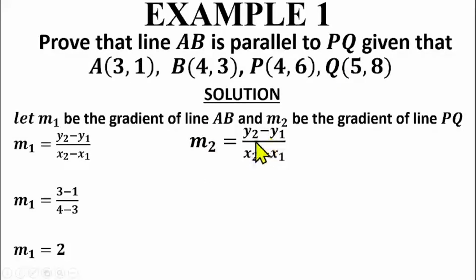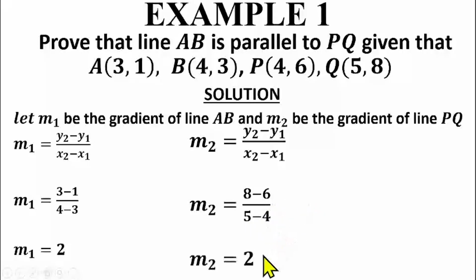We have the same formula, y2 minus y1 over x2 minus x1. In this case, our y2 is 8, our y1 is 6, our x2 is 5, our x1 is 4. If you substitute that into this equation, we have 8 minus 6 over 5 minus 4. That will give us 2 over 1 as well. That will give us a 2.